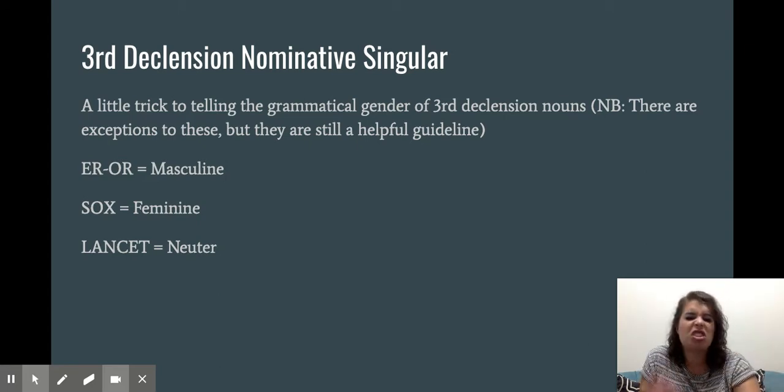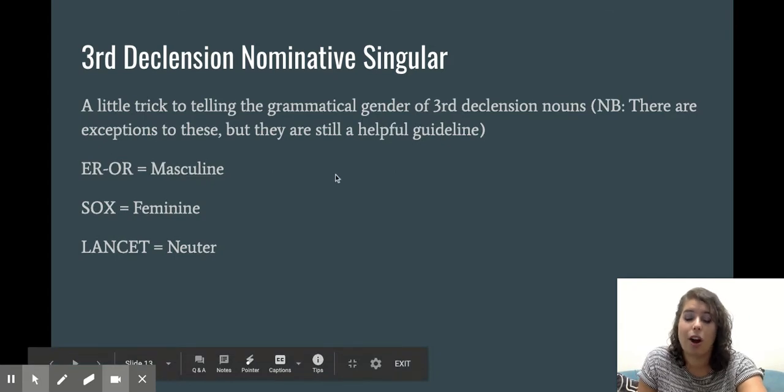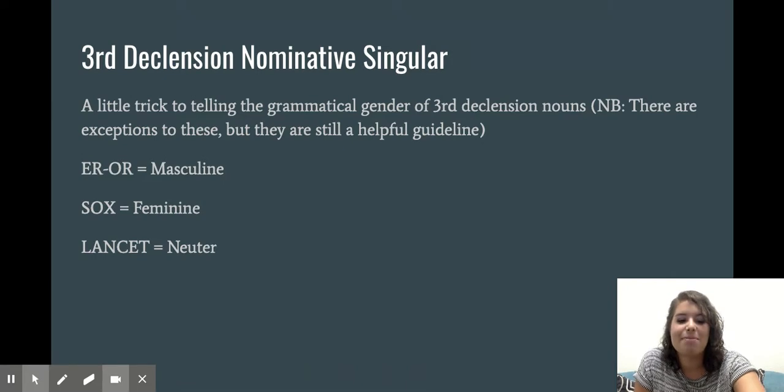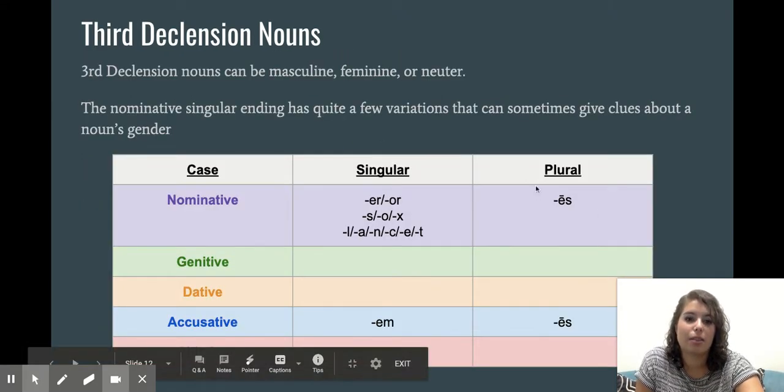So just write this down in your notes to save for later, because when we get to adding adjectives in, this is going to be very helpful. So error, socks, or lancet are our options for nominative singular, third declension. But like I said, the other endings are pretty standard. The plurals are long ES, and then the accusative singular is going to be EM.